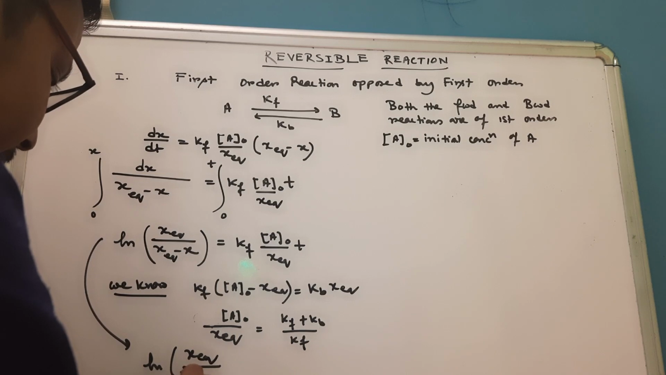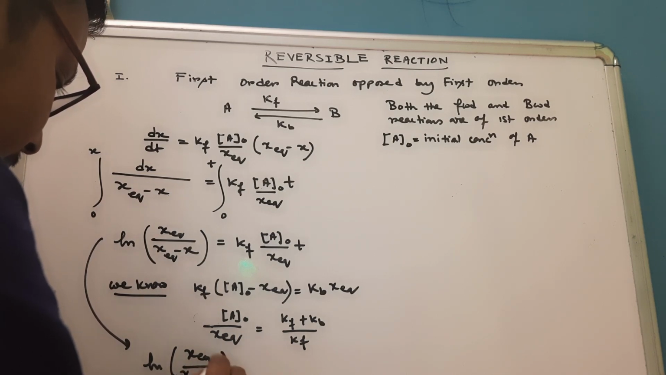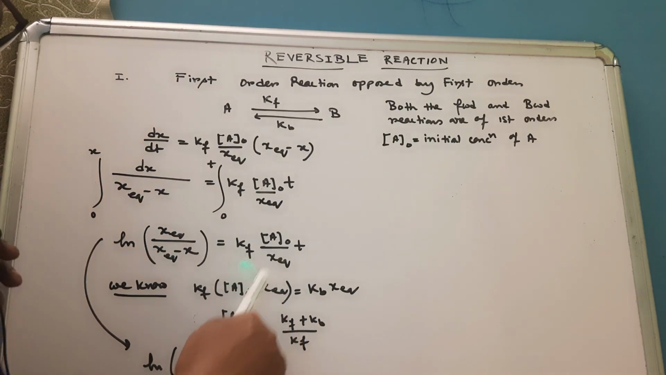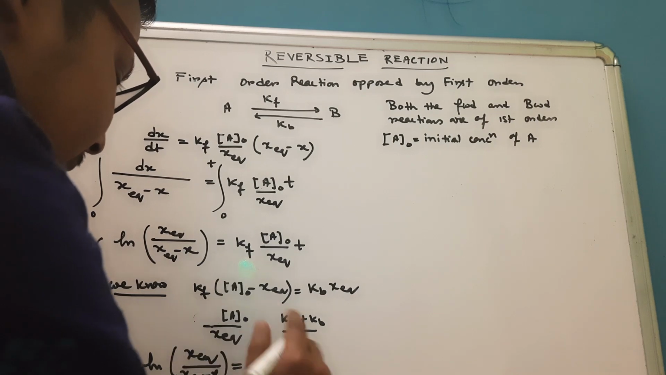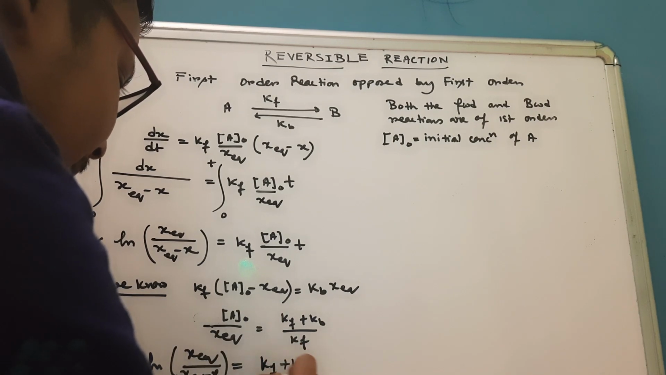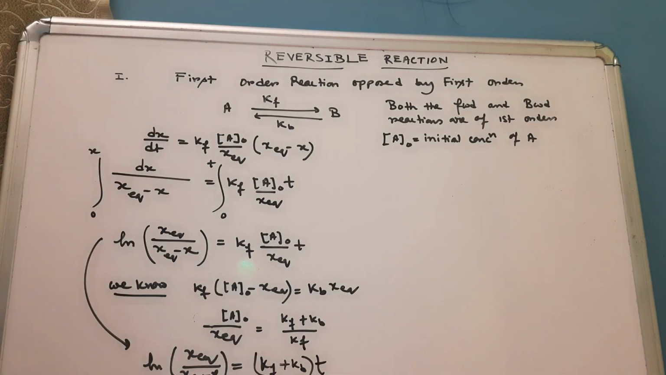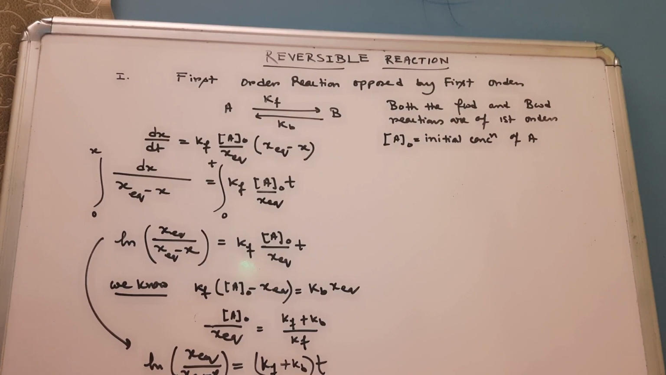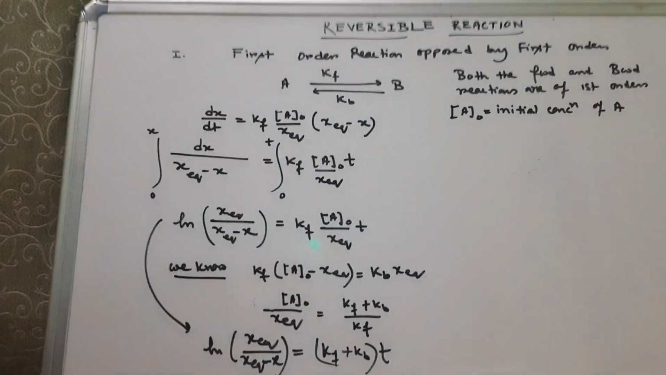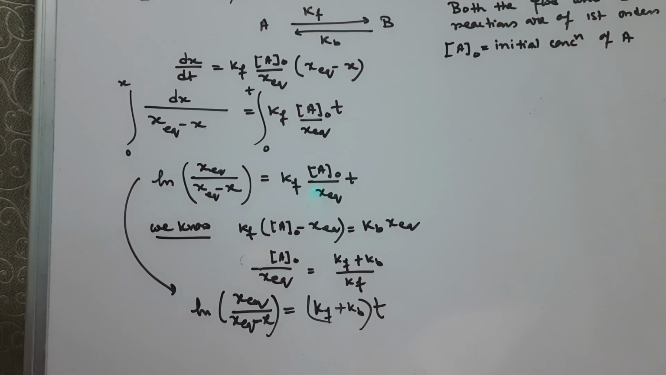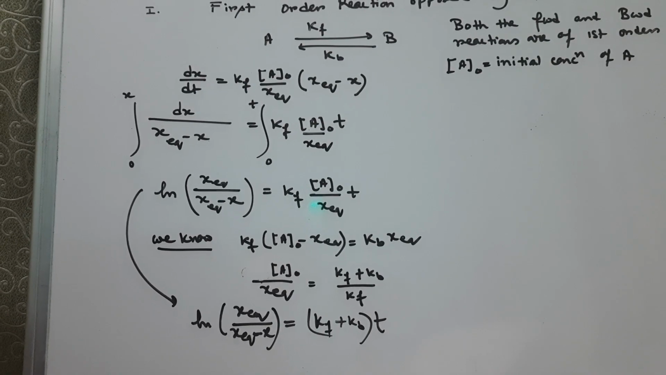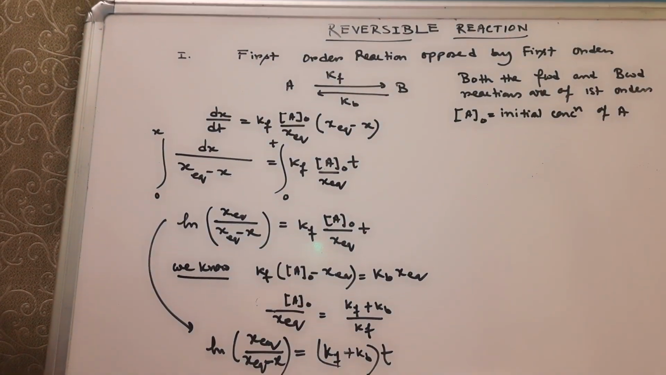So it becomes ln of x equilibrium by x equilibrium minus x equals, in case of A0 by x equilibrium, Kf and Kf cancel, Kf plus Kb into t. So this is our final form, where ln of x equilibrium by x equilibrium minus x equals Kf plus Kb into t. So this is our equation. I am requesting all my dear students to please write down the notes.